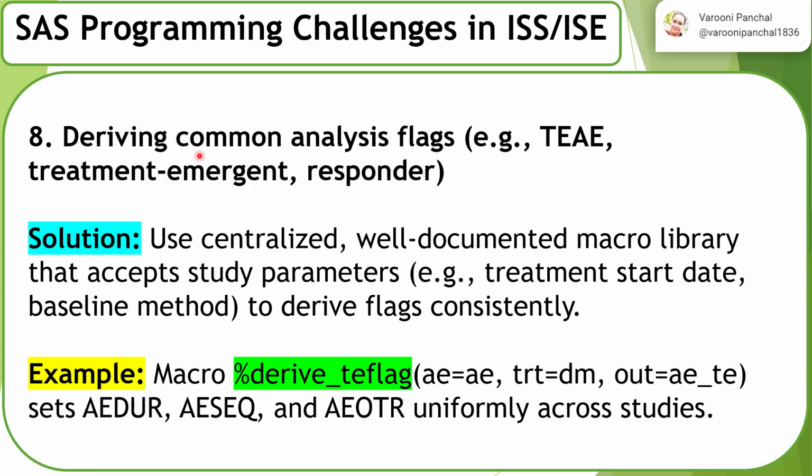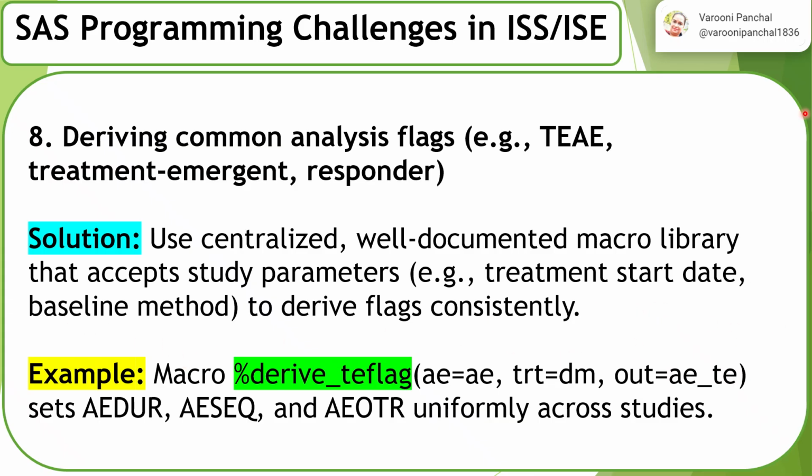Number 8 is deriving common analysis flags. For example, I have the treatment-emergent AE flag and the responder flag. Now there will be analysis flags, and you need to ensure that their definitions are the same. If it is not the same, then you need to ensure that it is harmonized. So whenever you're deriving such flags from multiple studies into one, the solution is to use a centralized, well-documented macro library that accepts certain parameters, like start date and baseline method, to derive flags consistently.